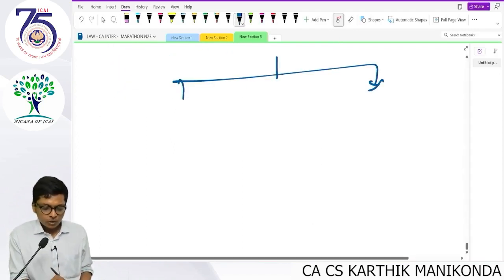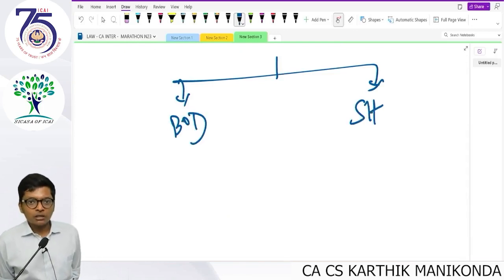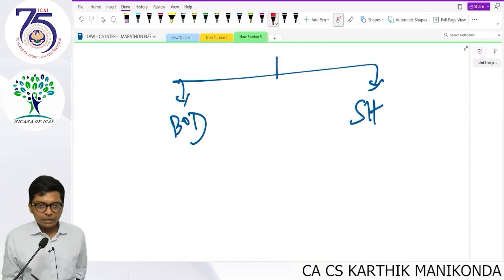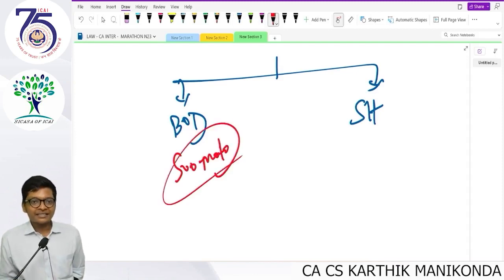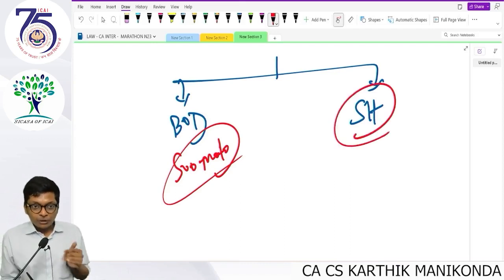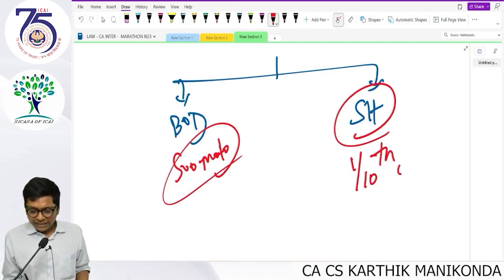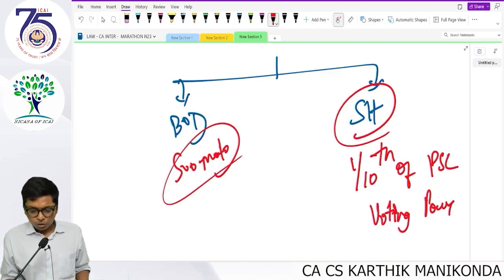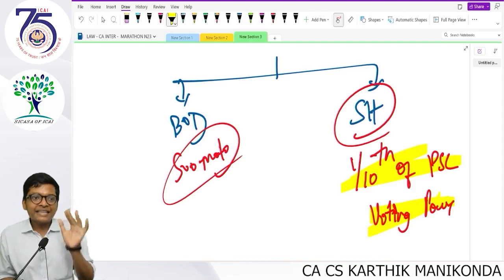Either the board of directors can call EGM or shareholders can call EGM. Are you following, guys? If the board of directors are calling, they will call by themselves, suo moto. But if shareholders are calling for it, how many members should request? 1/10 of paid up share capital or 1/10 of voting power is the right word. So members holding 1/10 of voting power collectively can request for EGM.